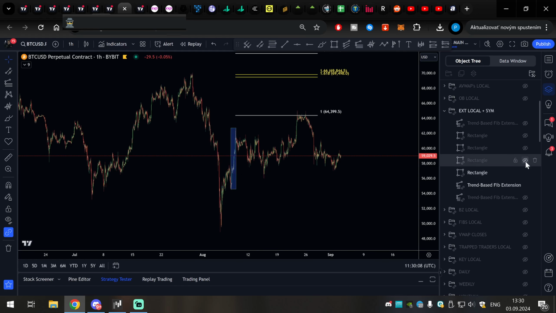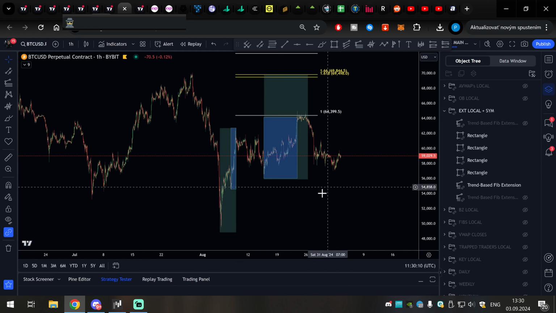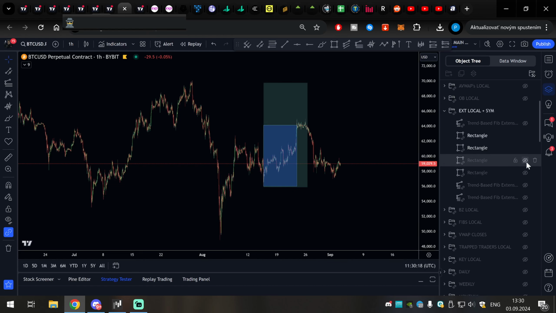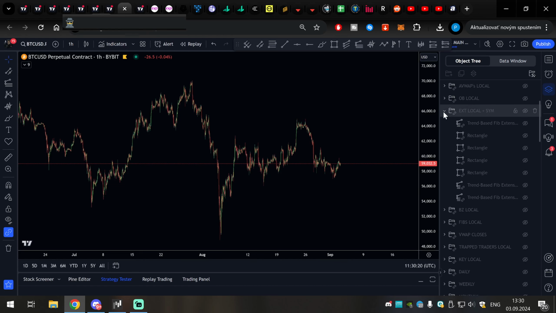I'm still watching it. We also have this, but you can see 65k, we hit a one-to-one extension, a lot of targets I think, and went over this in the past, so we don't need to repeat that.